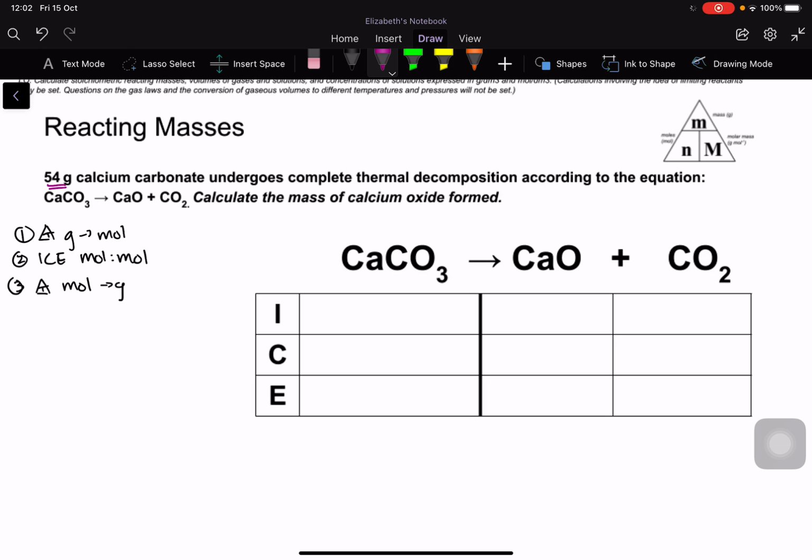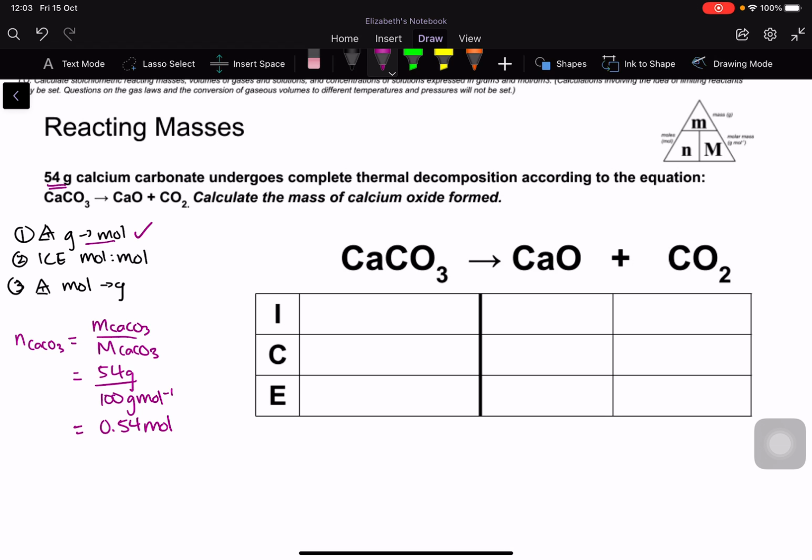So we are told we're starting out with 54 grams of calcium carbonate. So let's start there. We're trying to go from grams to moles. So to find the moles of calcium carbonate, according to our triangle, we need to take our mass of calcium carbonate and divide it by our molar mass of calcium carbonate. In this case, we have 54 grams of calcium carbonate, and then you're going to need your periodic table, 40 plus 12 plus 3 times 16. So our molar mass of calcium carbonate is 100 grams per mole. And that gives us 0.54 moles of calcium carbonate.